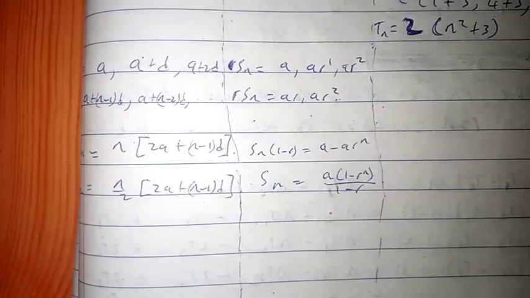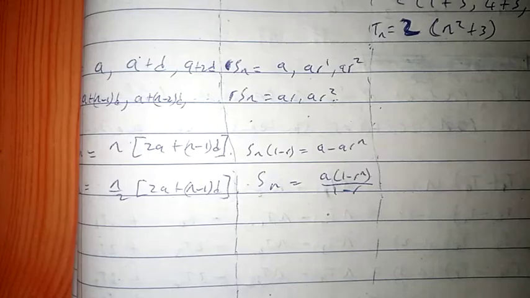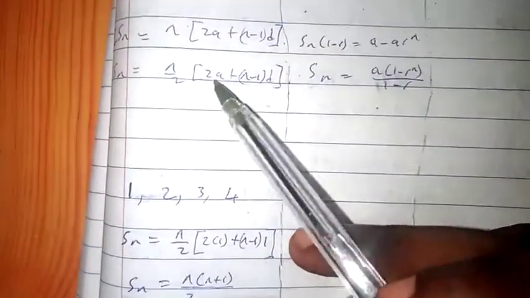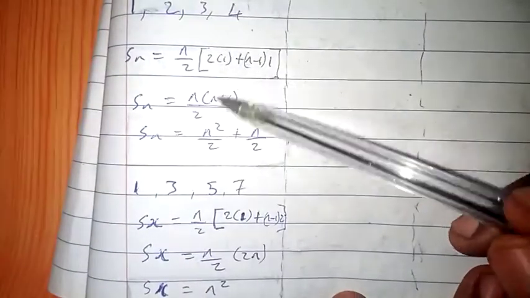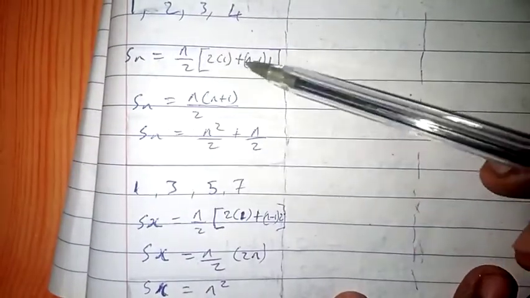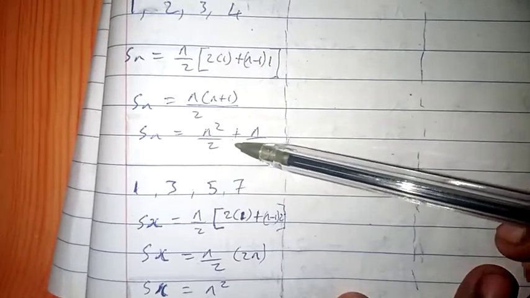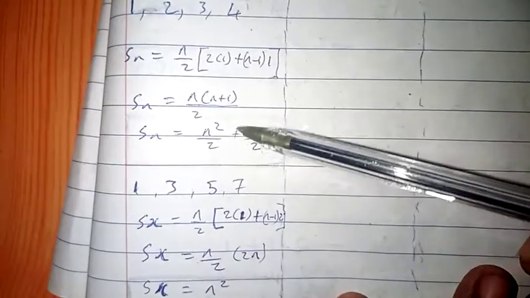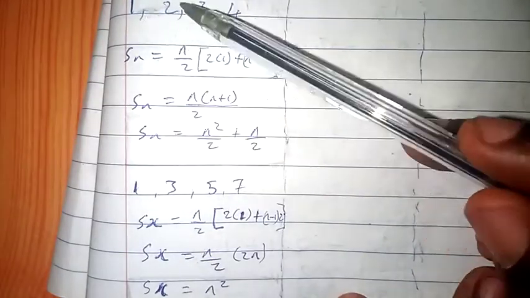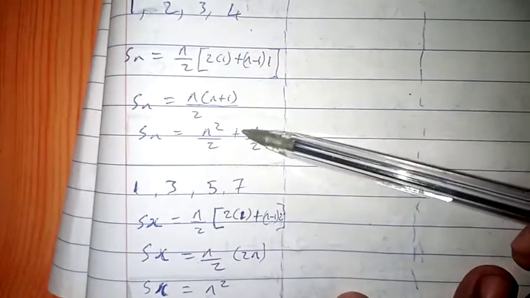And so basically, it's all about observing. In this case, after deriving the formula, if you have a progression 1 2 3 4 with a common difference of 1, then Sn after substituting becomes n square upon 2 plus n upon 2. Please take note of this. Sn is equal to n square upon 2 for a progression of 1 2 3 4. We'll be using it later.